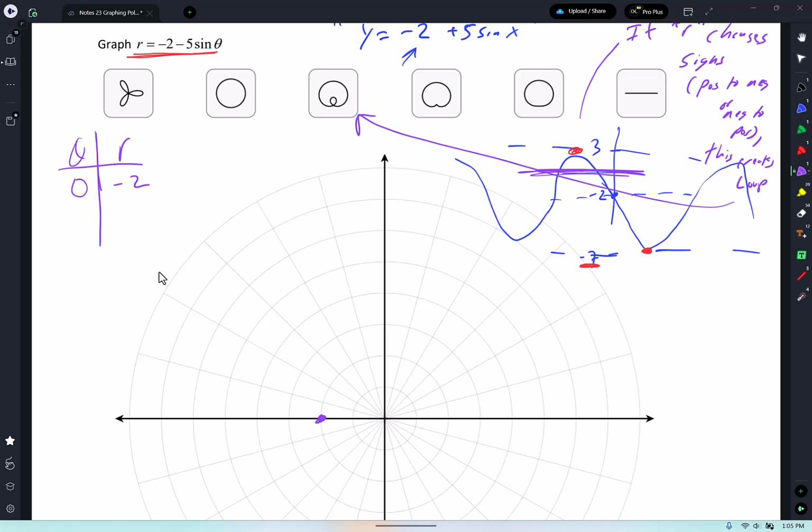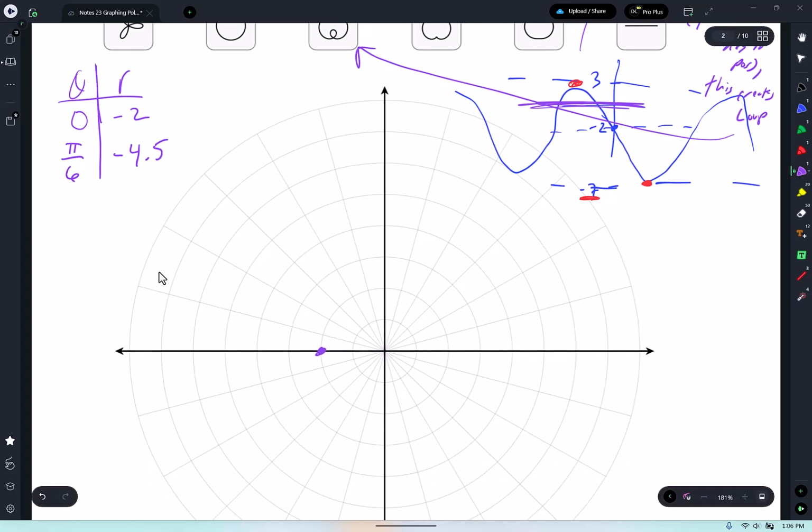Next, what am I going to choose? I'm going to choose pi over 6. Sine of pi over 6 is a half. Half of 5 is 2.5. -2 minus 2.5, that's a -4.5. Check that I'm not making any mistakes. So I'm going to go to pi over 6, -4.5. So 1, 2, 3, 4, 4.5.